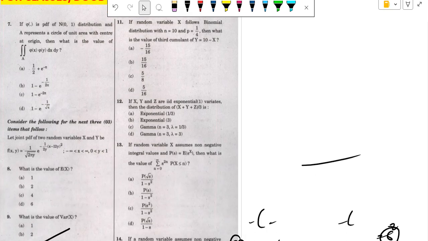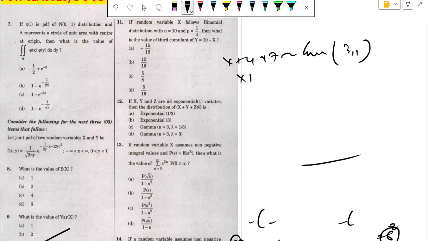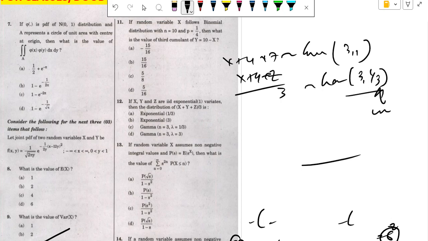Now students, today we are solving question number 12 from the ISS question paper. So X, Y, Z follow exponential distribution. So X plus Y plus Z follows a gamma distribution with parameters 3 comma 1. So (X plus Y plus Z) by 3 follows a gamma with 3 comma 1 by 3. So this is the mean here. So here D is the direct answer.